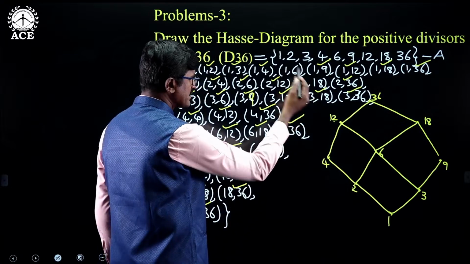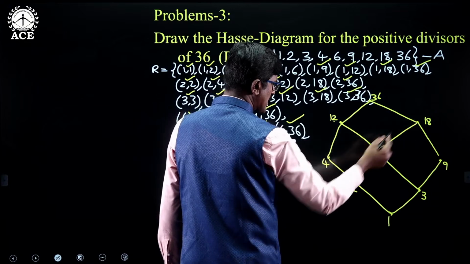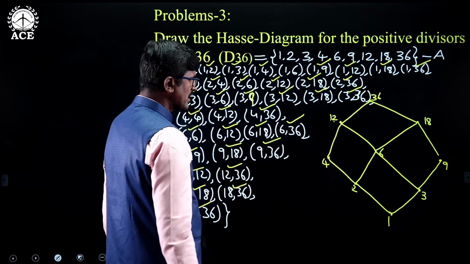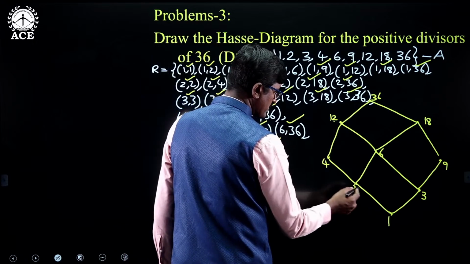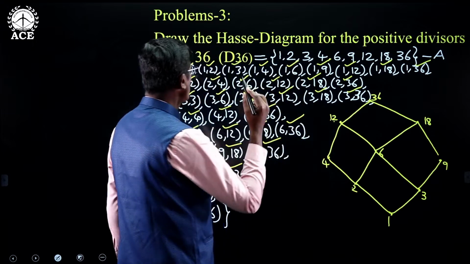Next, 2 comma 18. There is a relation from 2 to 6 and 6 to 18. Therefore, there will be a relation from 2 to 18. 1 comma 6. There is a relation from 1 to 2, 2 to 6. Therefore, there will be a relation from 1 to 6.